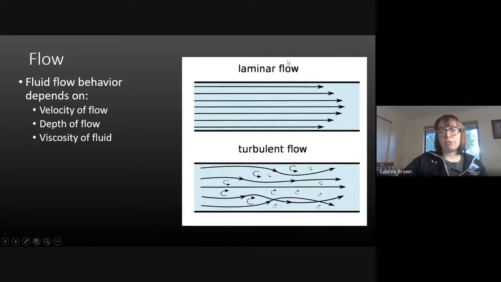Laminar flow is when we have independent streams that are not interacting with each other. It's relatively rare. Usually what we have is turbulent flow, which is the fluid interacting and creating these little eddies, right? It's not perfect flow. The streams are interacting with each other, not traveling in straight lines.